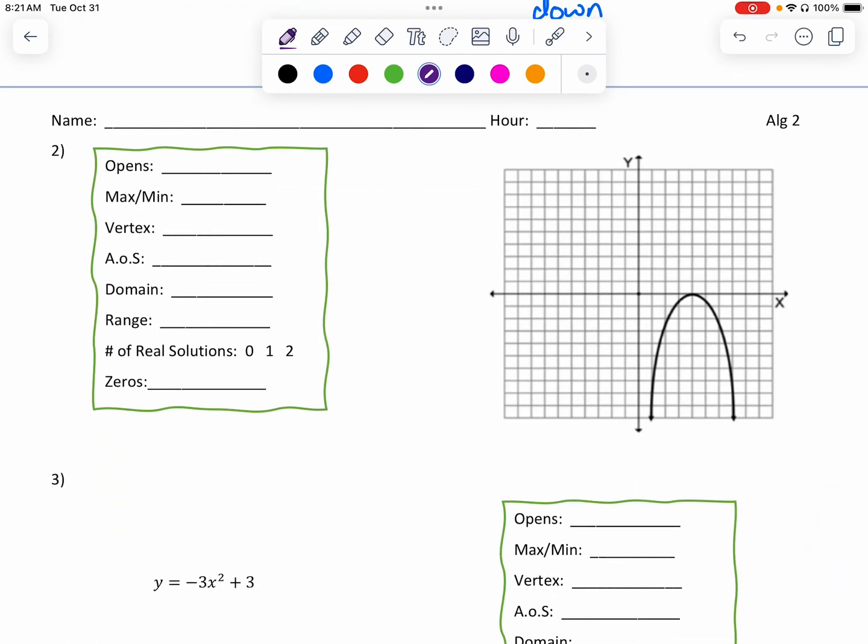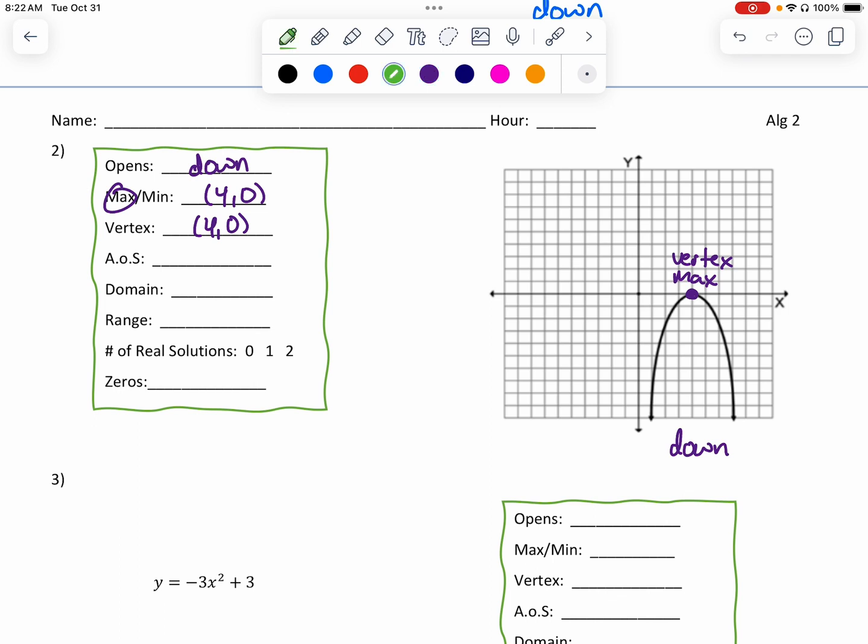So this one, we are opening down this time. The opening part is facing down, which means the vertex point is switching from increasing to decreasing. So this is going to be a max, and that max is at the point 4, 0. The vertex is also at that max, so your vertex is also the point 4, 0.